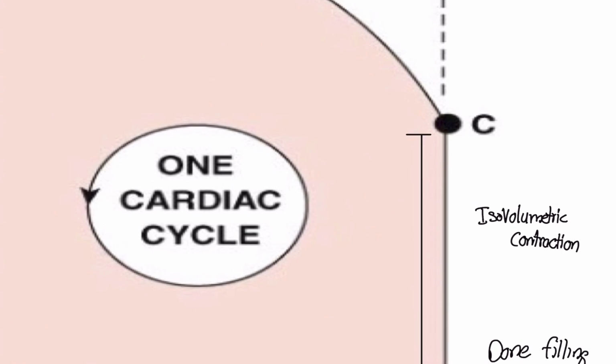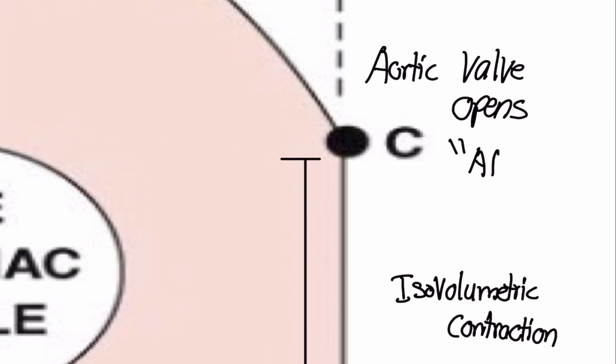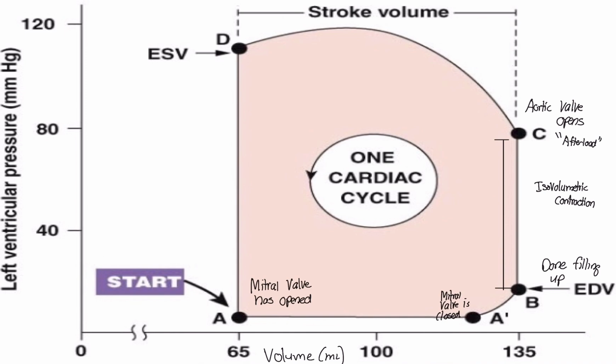Okay, now at C. C is the point where the aortic valve is now open. Aortic valve opens. The reason is because, once again, the left ventricle pressure is now higher than the aorta. And by laws of physics, we want to go from a high pressure to a low pressure. Blood wants to go towards a low pressure environment. So the aortic valve just swings open. This is called afterload. The term is called afterload. Now, at this point is when the blood will enter the aorta.